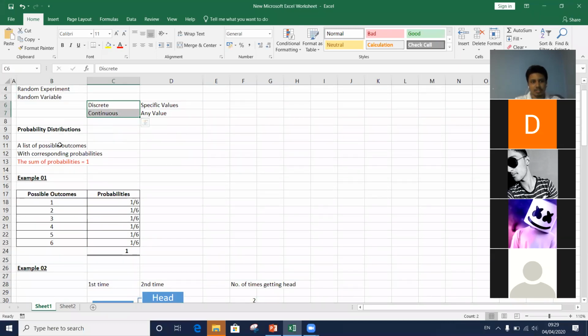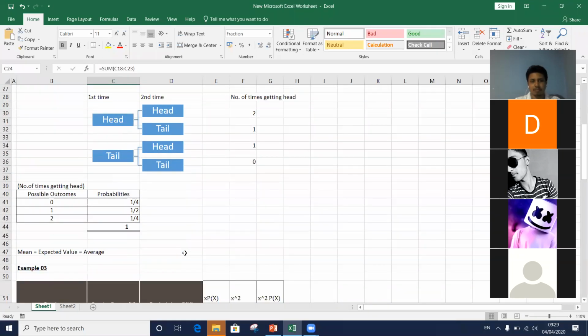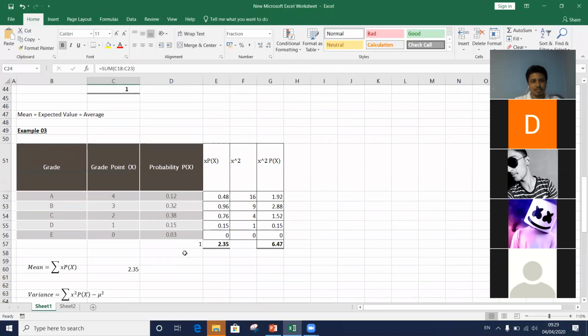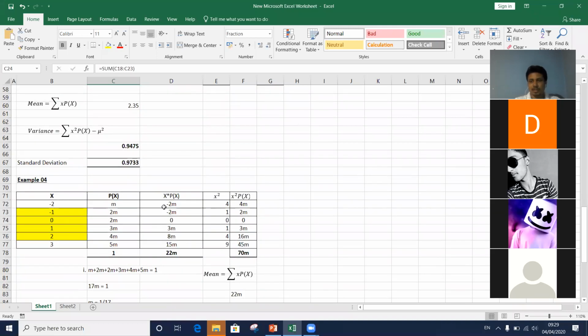And this is the most critical thing. You should be able to identify a probability distribution. A distribution, to be a probability distribution, there should be a list of possible outcomes with their corresponding probabilities, and the most important thing, the sum of probabilities should be equals to 1. So we have discussed several examples, right? Okay. So, and as I told you, this is a very much testable area in your exams, right?